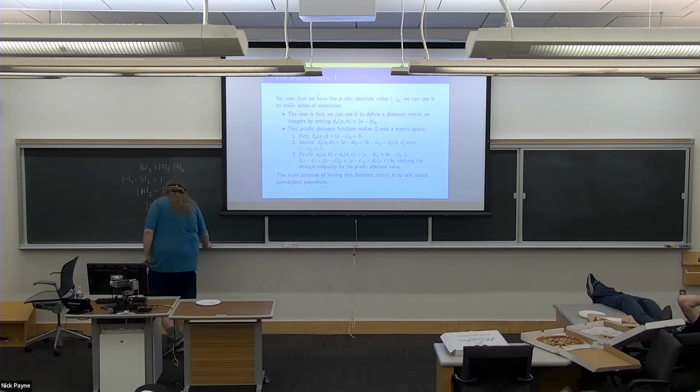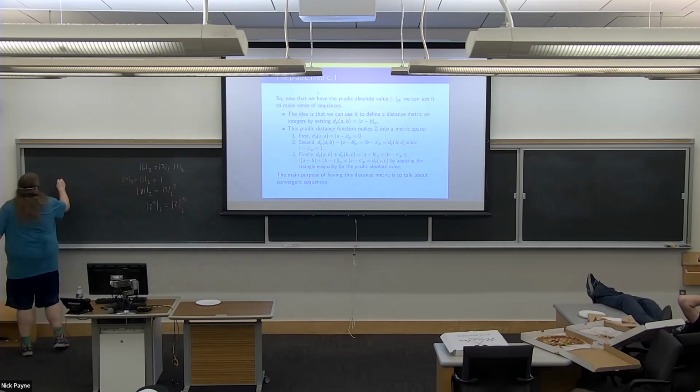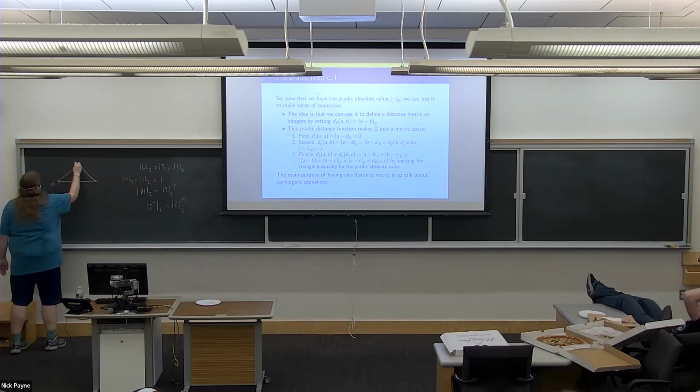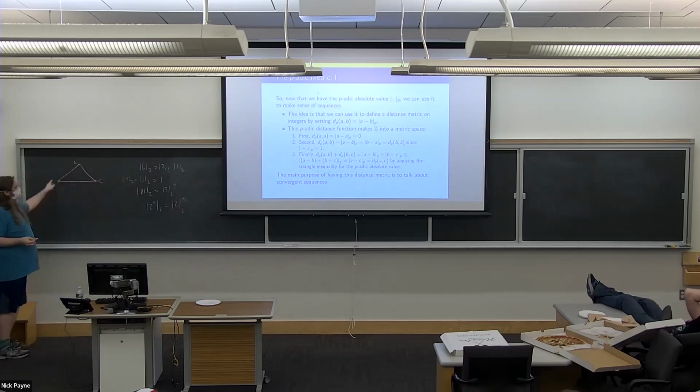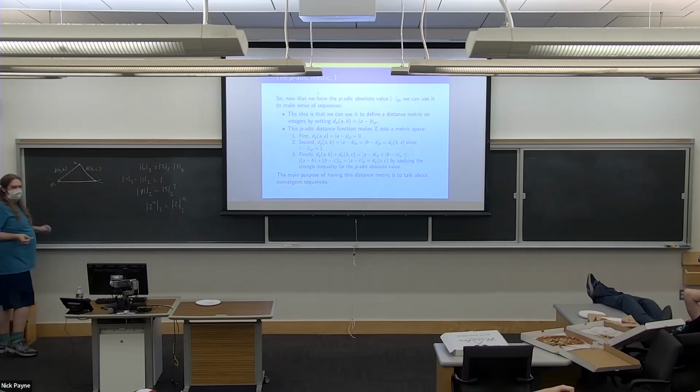I didn't actually write it out here, but I figured I would draw it on the board. So here's A, B, and C. This is the distance from A to B, and this is the distance from B to C. I want it to behave like a triangle inequality, so the sum of these two had better be at least as big as the distance going straight there.